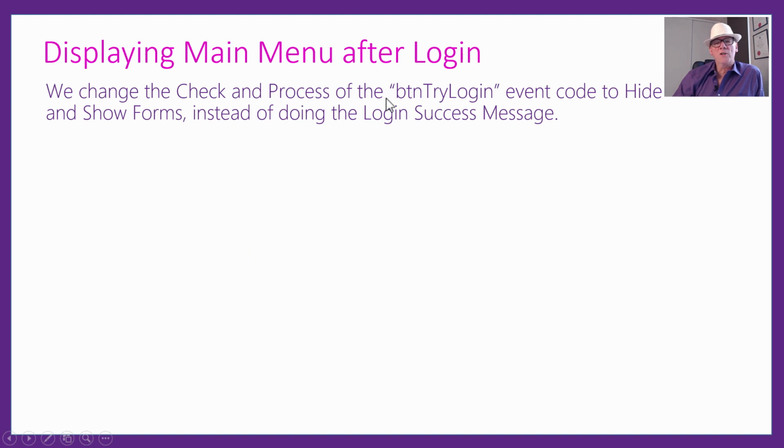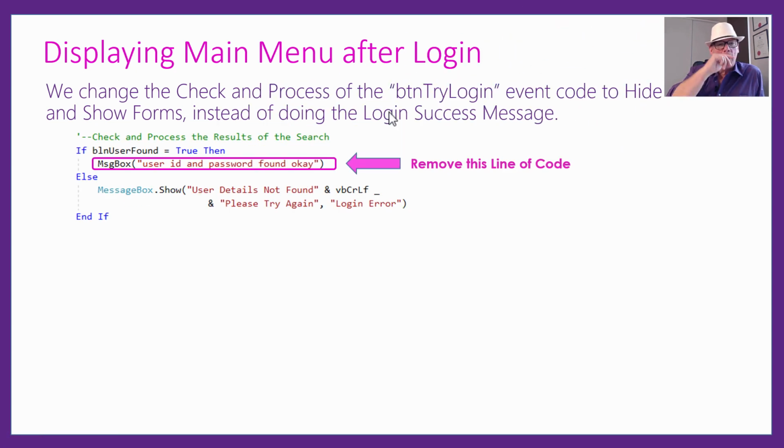So we changed the check process where we had that btn try login event code on the login form. So make sure you're on the right form. At the moment, at the bottom of that checking and processing the results of that search of the XML file, if they were found true, we were just setting out that little message box. So remove that whole line of code. We don't want the message box anymore.